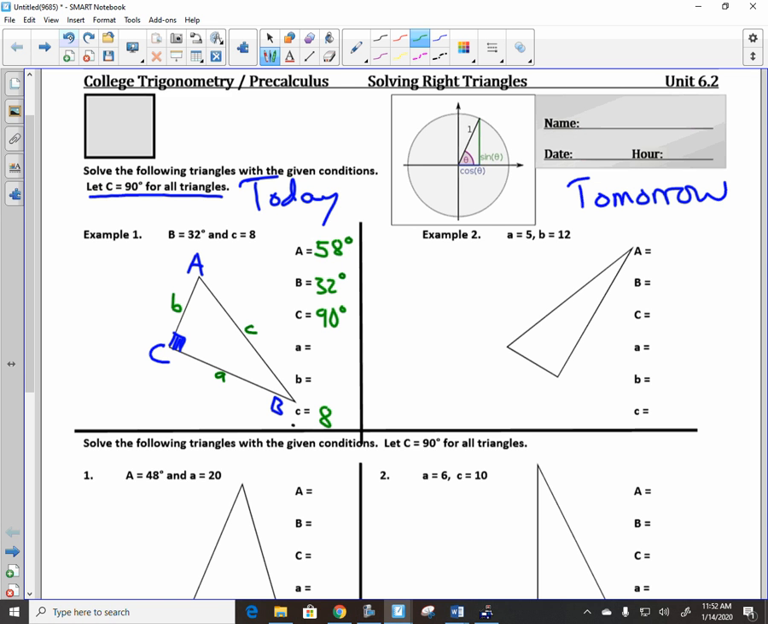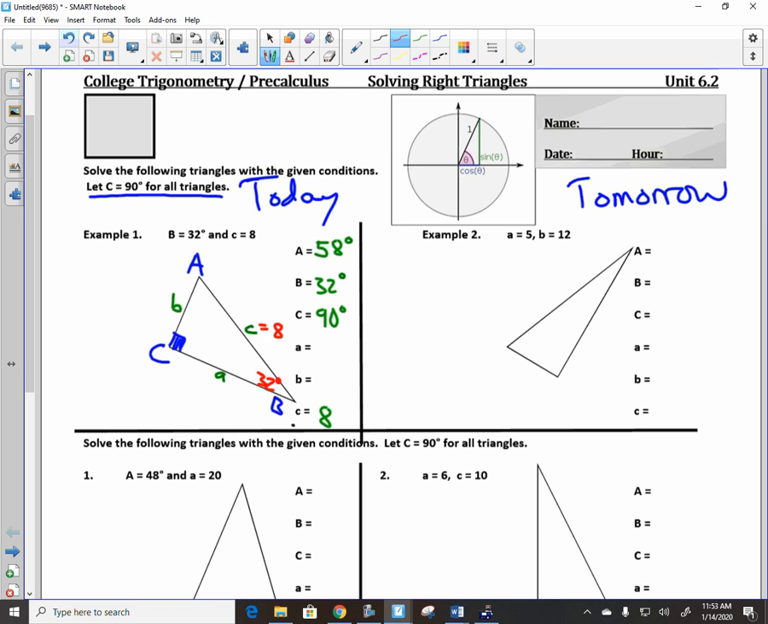Now you get to make choices. Hannah, would you like to choose to work with the 32-degree angle or the 58-degree angle? It doesn't matter. Okay. So Hannah would like to work with the 32-degree angle. And we know that C is 8. We're going to give Hannah another choice. Hannah, would you like to find side B or side A? She would like to find side A.